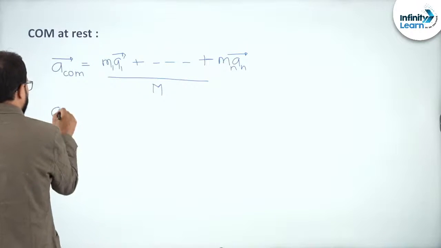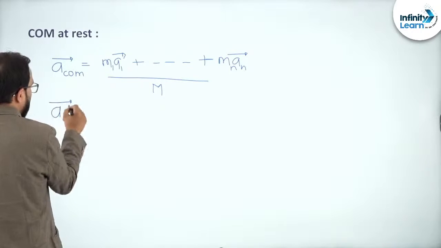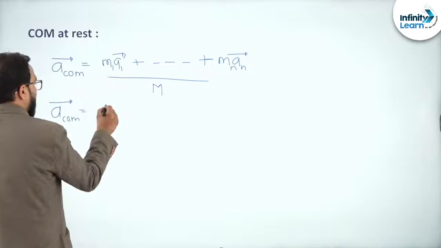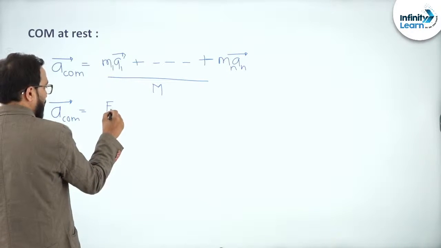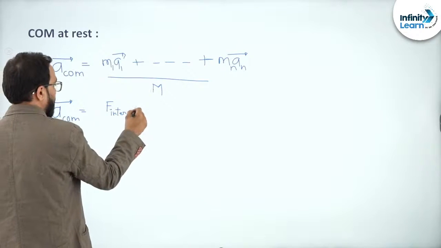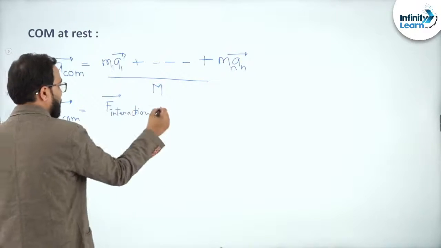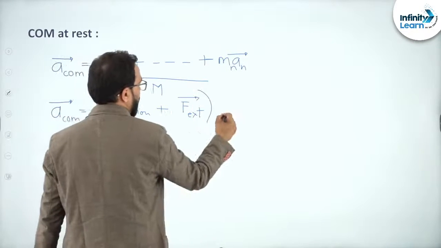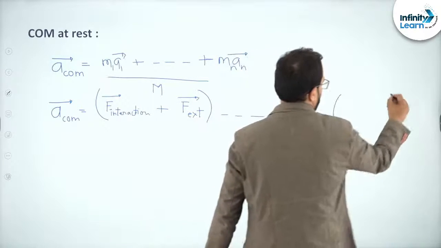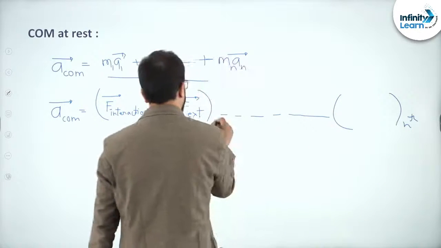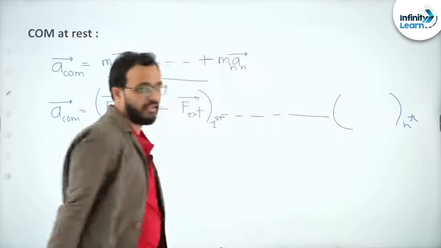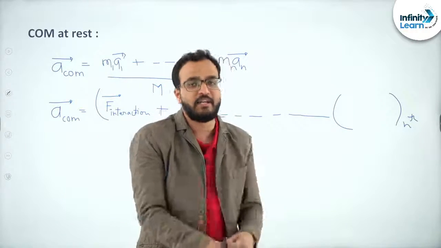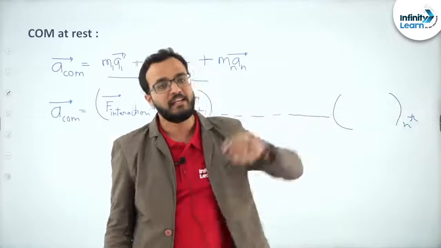Okay, let's try to understand. See, now what is happening, m1 a1 is what? Net internal force or interaction force, the total interaction plus external. Likewise, this is true for all the particles, for the first particle and for the nth particle. We will add them, for the first particle, then the second, then the third, and finally the nth particle.